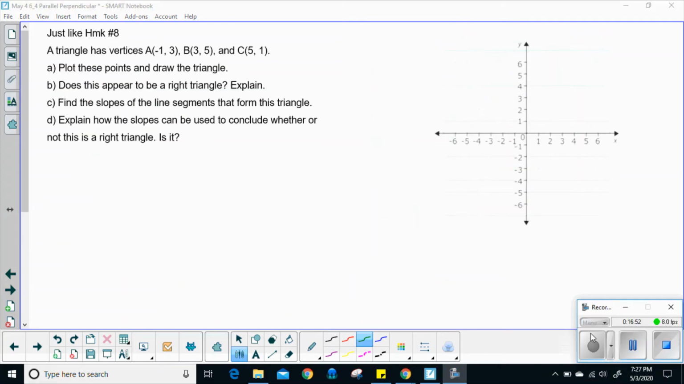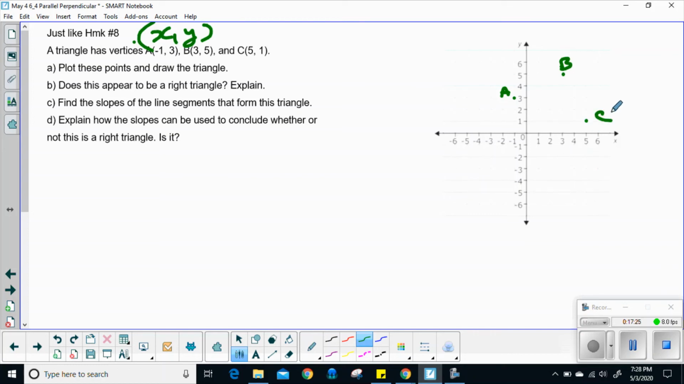Okay, let's do another one that's going to be just like your homework. Here I have a triangle, and it's got vertices. Remember, that means its corners, right? The pointy ends. So we've got a point at negative 1, 3. And don't forget that our points are always done with round brackets. There's my x, there's my y, right? So negative 1, 3, there's point A. 3, 5 is going to be point B. And 5, 1 is point C.